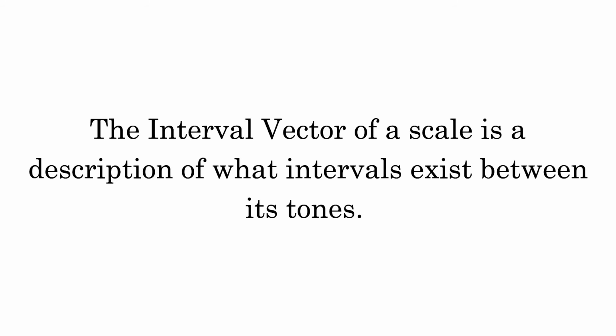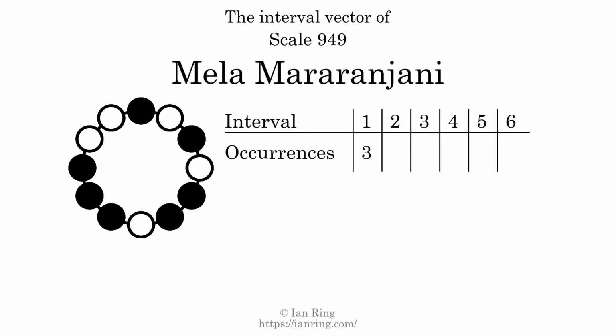The interval vector of a scale is a description of what intervals exist between its tones. There are 3 intervals with the size of 1 semitone. They are here, here, and here. There are 4 intervals with the size of 2 semitones. They are here, here, here, and here. There are 4 intervals with the size of 3 semitones. They are here, here, here, and here.